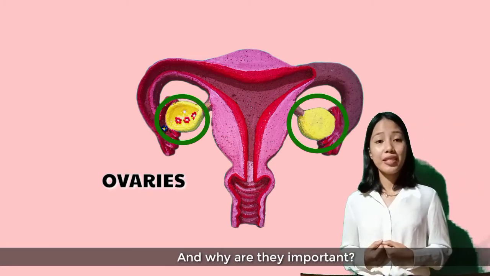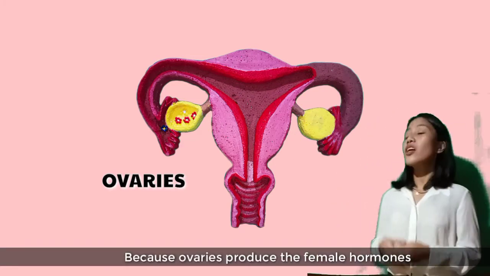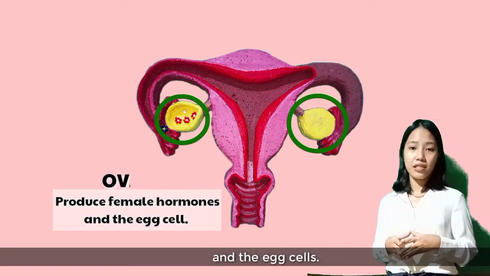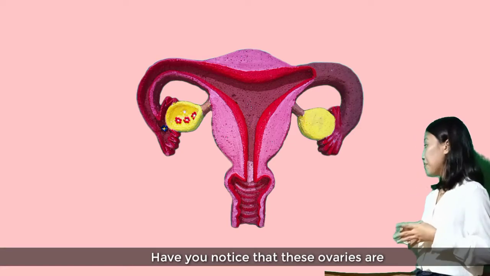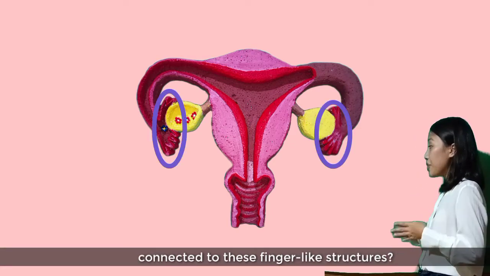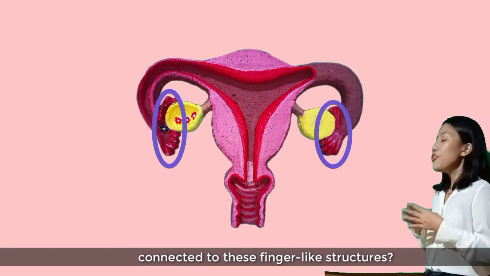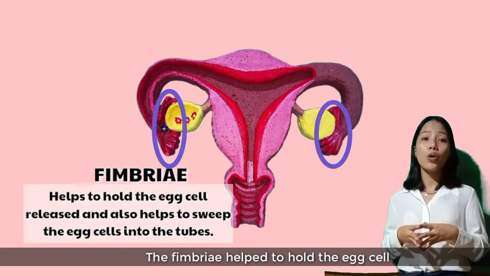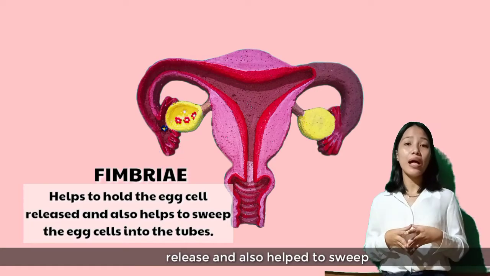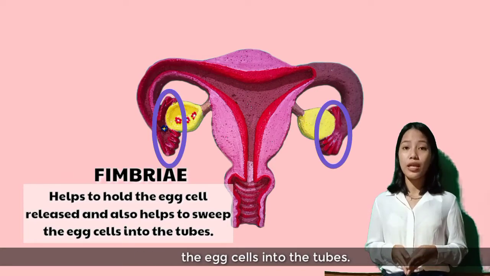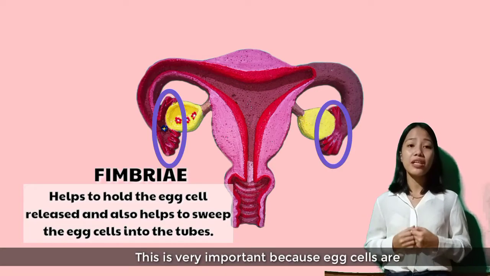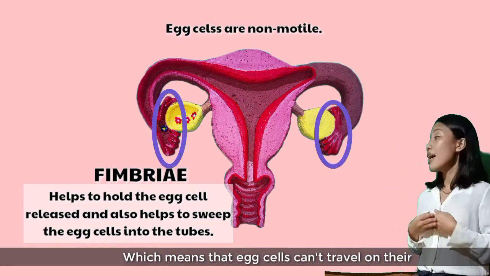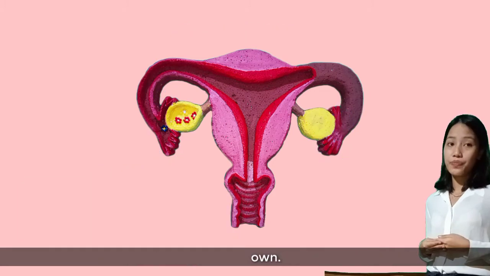And why are they important? Yes, because ovaries produce the female hormones and the egg cells. Have you noticed that these ovaries are connected to finger-like structures? These are called the fimbriae. The fimbriae help to hold the egg cell released and also help to sweep the egg cells to the tubes. This is very important because egg cells are non-motile, which means that egg cells can't travel on their own.